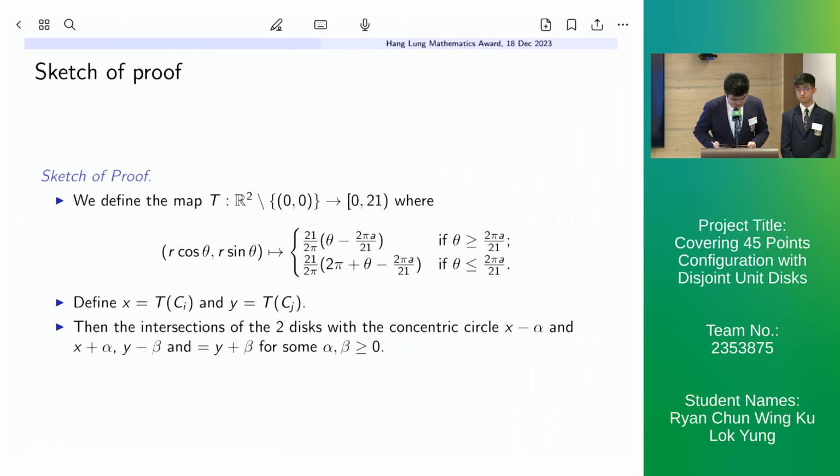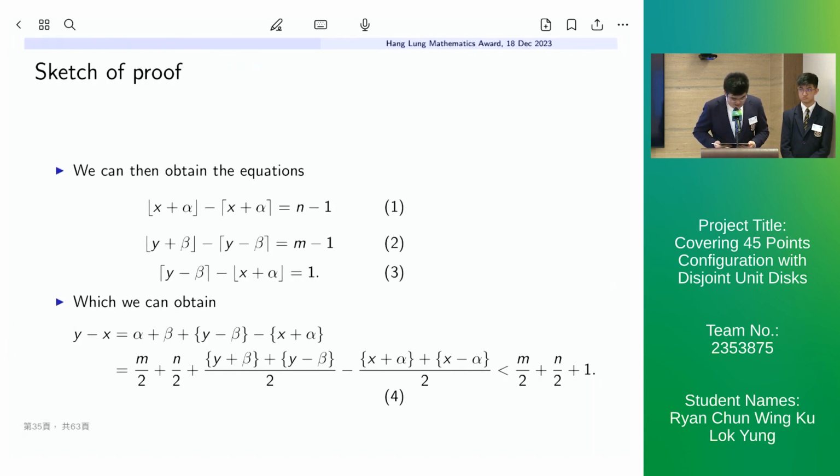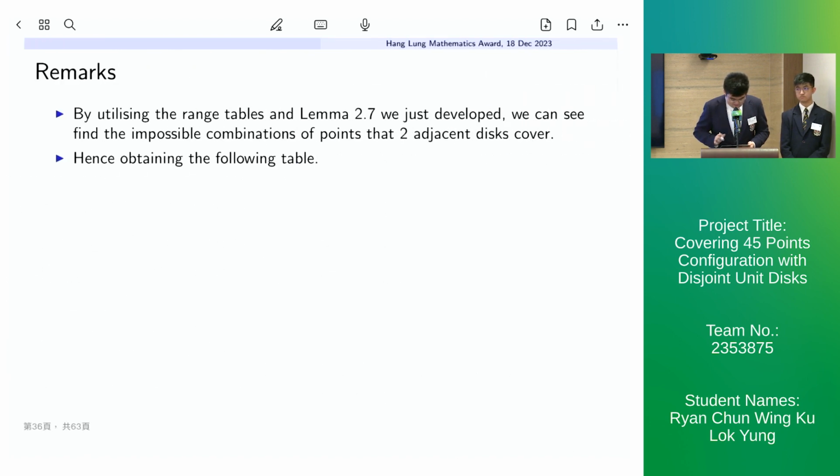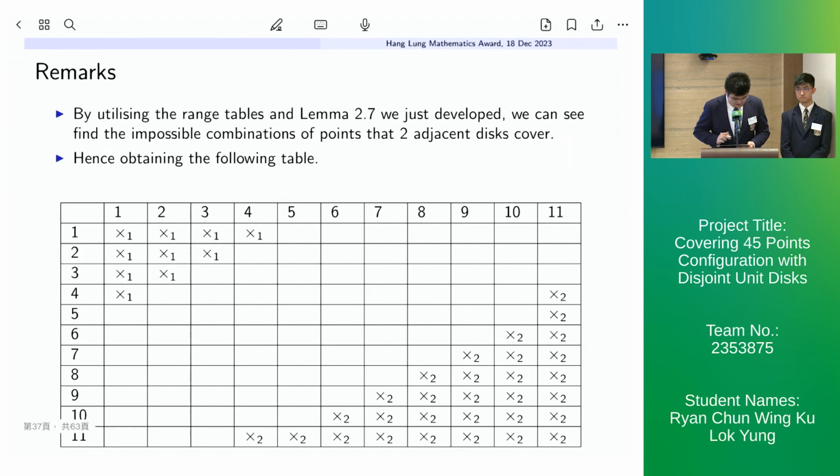We proved that by considering the intersection of the two disks on gamma C, notice that there must exist an Ra on gamma C that Ci and Cj cannot cover, in which we define a map T that measures angles from a fixed interval. Then by doing some simple algebra, we can obtain the proposed bound as above. By utilizing the bounds on table A, the bounds on table 1 and the bound on the angle, we can create such a table, which shows the impossible combinations that are covered by adjacent disks.